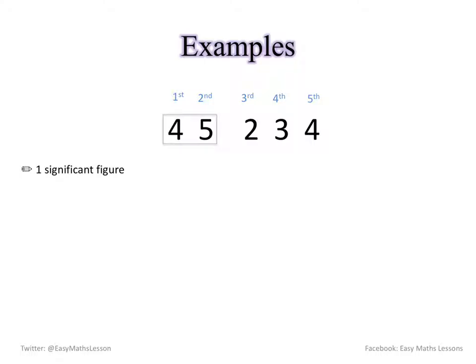Now 45, well, rounds to 50, doesn't it? So I'm going to write down 50. Everything else will now become 0. And there you have it. 45,234 rounded to one significant figure is 50,000.